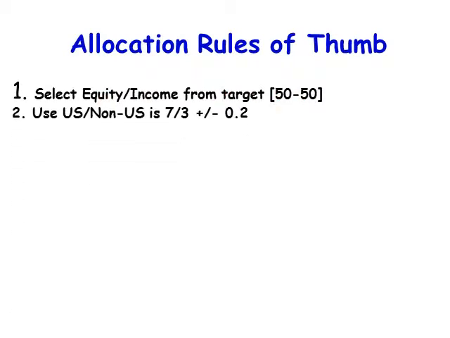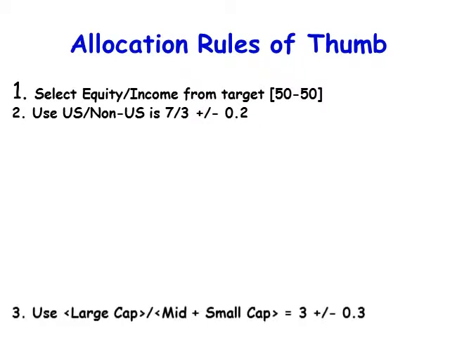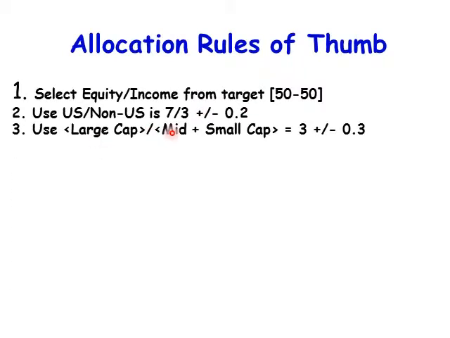That gives me my risk tolerance. And this is my rule of thumb: US to non-US is 70% US, 30% non-US, and here my tolerance is plus or minus 0.2. And large cap to mid cap plus small cap is a ratio of 3, and I'll allow a 10% tolerance here, plus or minus 0.3.